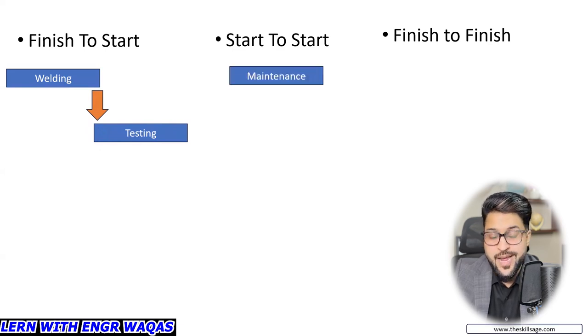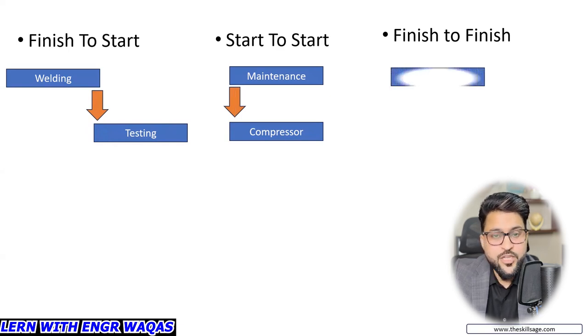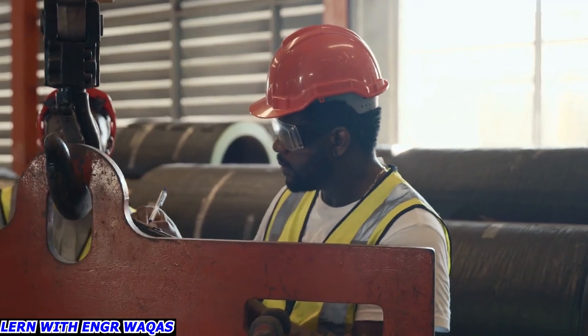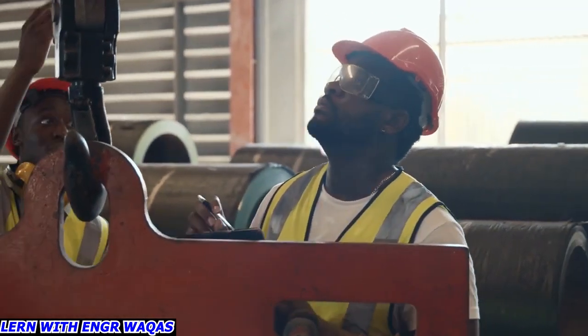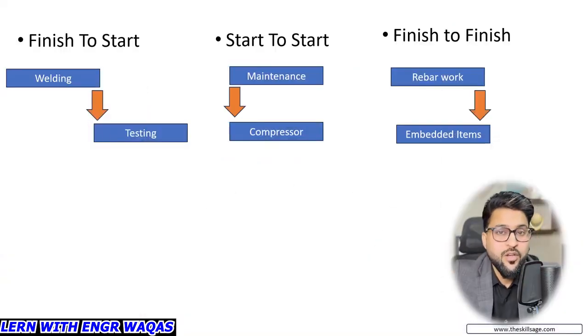For start to start relationship, as soon as our maintenance starts, our compressor or pneumatic supply is going to start. So this is going to be a mandatory start to start relationship. And then finish to finish relationship: our rebar work, our steel work is going to finish, and then our embedded items installation needs to be finished at the same time. These are only examples. You can take a look around your work and identify different activities which have the same pattern: finish to start, start to start, and finish to finish, and write in the video comment area about these relationships.